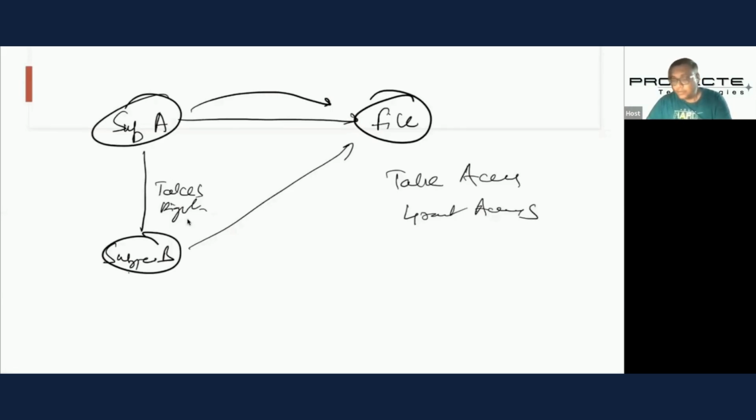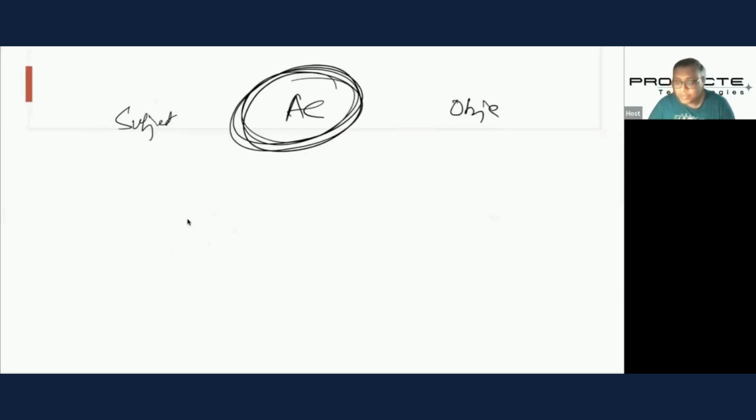Now, please understand these. Where do these models apply? These models actually apply between the subject and the object. So basically, you're applying these models on the access control logic, whether hardware or software.